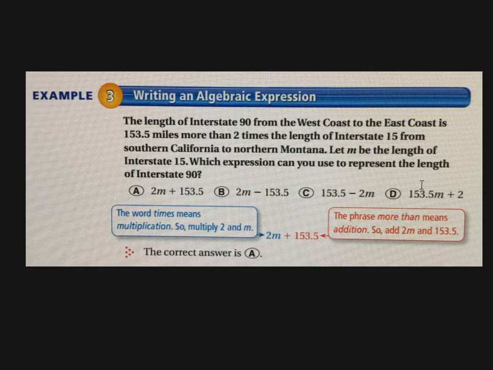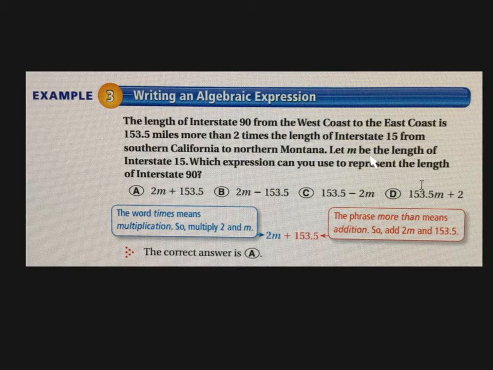So this one I'm going to do a little differently because there's a lot of typing in that. So this example 3, it says writing an algebraic expression. So I want you to follow along with me as I go through this. It says the length of Interstate 90 from the west coast to the east coast is 153.5 miles more than 2 times the length of the Interstate 15 from southern California to northern Montana. So that's a pretty big sentence. That's something you're definitely going to have to read again.